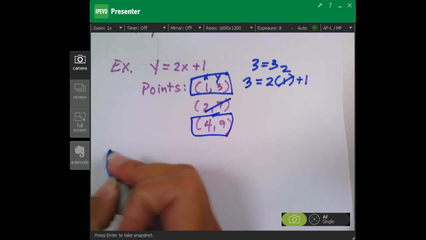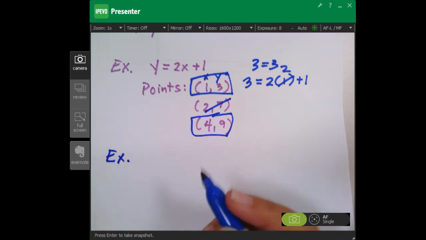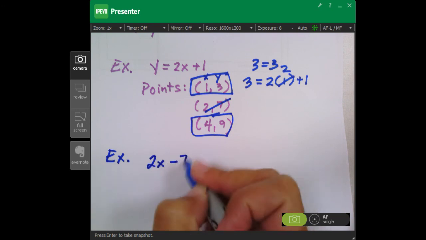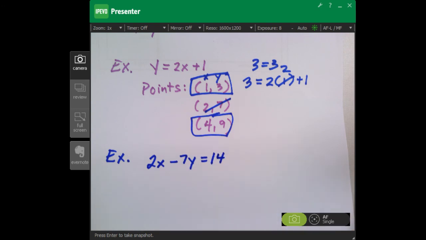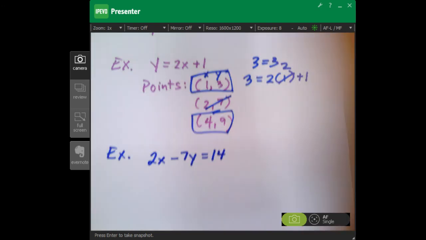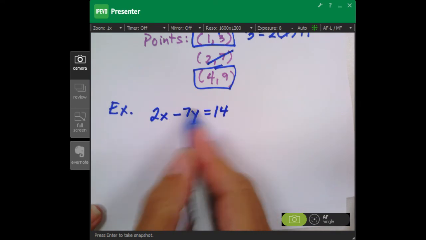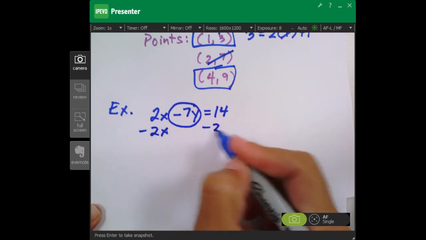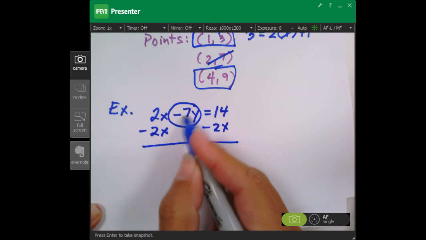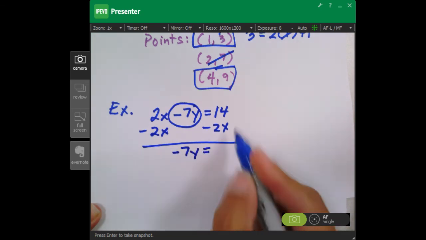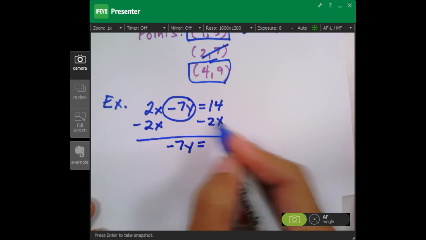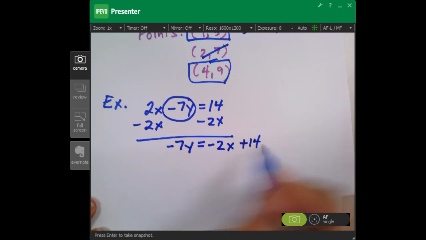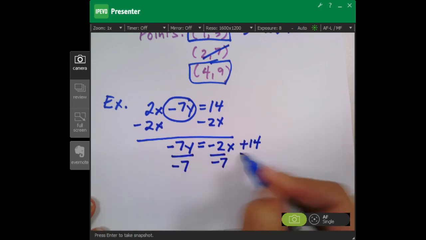Let's do one more. On this one, I'm going to have to solve for y first. Go ahead and write down 2x minus 7y equals 14. Let's put it in slope-intercept form. Start by solving for y. I'm going to leave this alone and subtract 2x from each side. Bring down the negative 7y, so put negative 7y equals, and remember, these are not like terms, so write them as two separate terms. Put the x term first, then plus 14, and then divide each term by negative 7 and simplify.